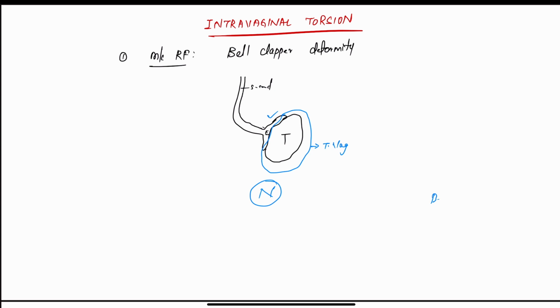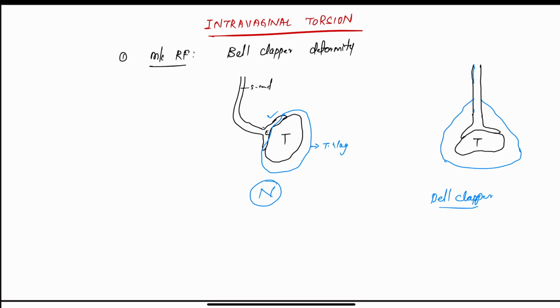But in bell clapper deformity, we have high investment of the tunica vaginalis. That means the tunica vaginalis gets attached at a higher position on the spermatic cord, so that the testis is dangling free within the tunica vaginalis. So this is the spermatic cord, this is the epididymis, and this is the testis. Instead of attaching in the normal position, the tunica vaginalis gets attached at a higher position. This is called high investment of tunica vaginalis.